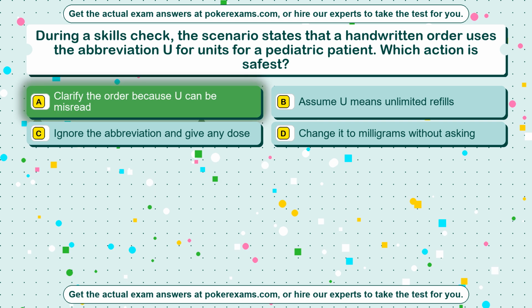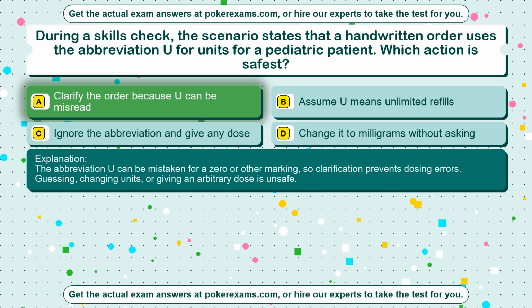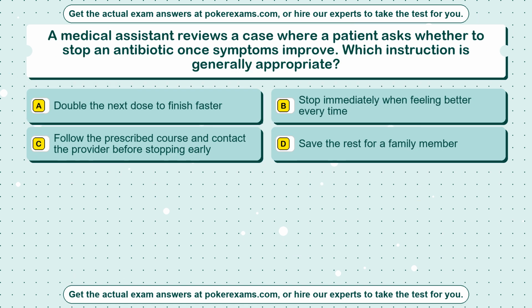The correct answer is option A, clarify the order because U can be misread. The abbreviation U can be mistaken for a 0 or other marking, so clarification prevents dosing errors. Guessing, changing units, or giving an arbitrary dose is unsafe. Question 49. A medical assistant reviews a case where a patient asks whether to stop an antibiotic once symptoms improve. Which instruction is generally appropriate?